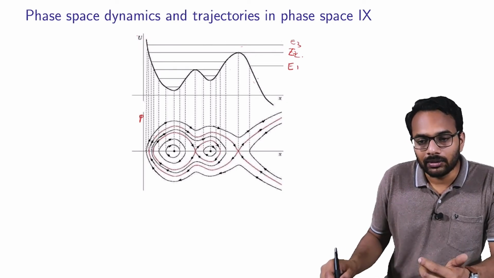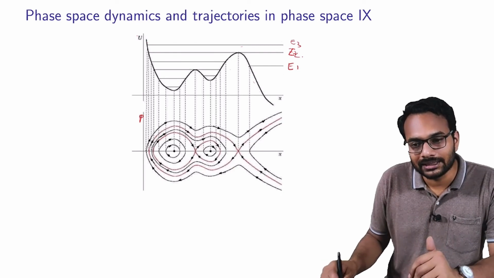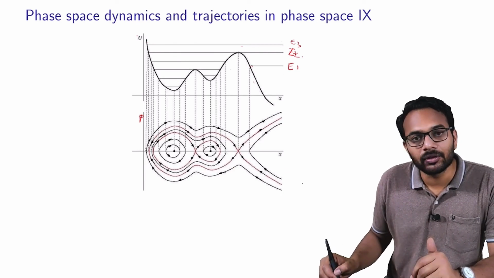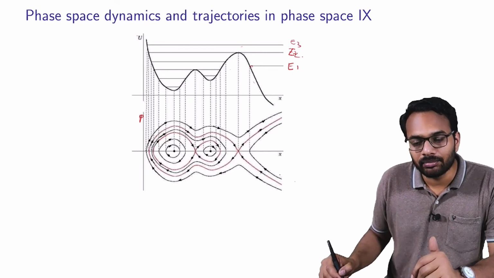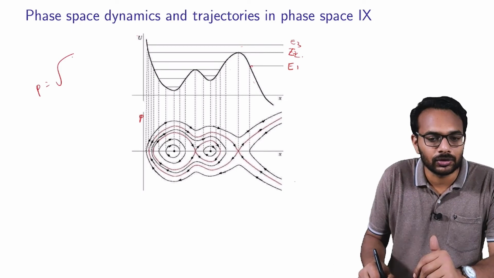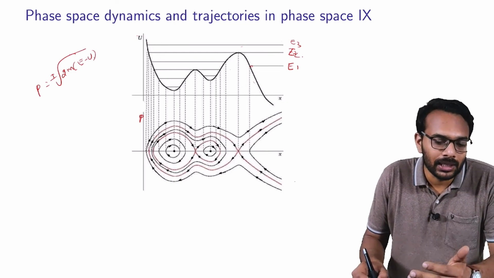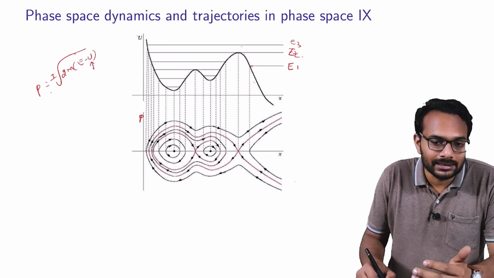Now, suppose a particle has energy E1, and suppose it's coming from infinity. When it comes from infinity, it sees an increasing potential energy. We said that P is equal to plus or minus the square root of 2m(E minus U). This is just to get the qualitative behavior. When U increases, P decreases.